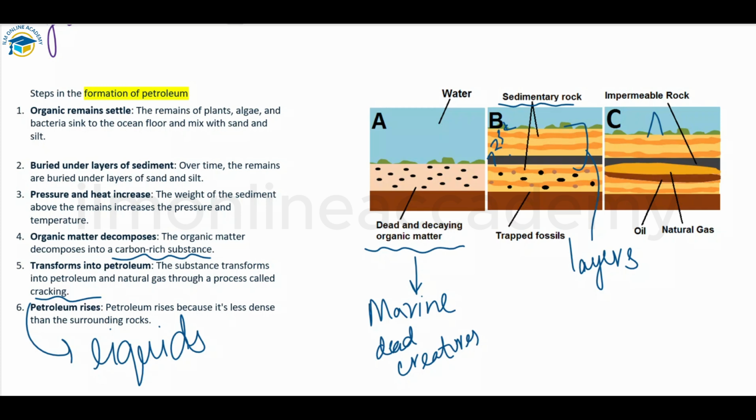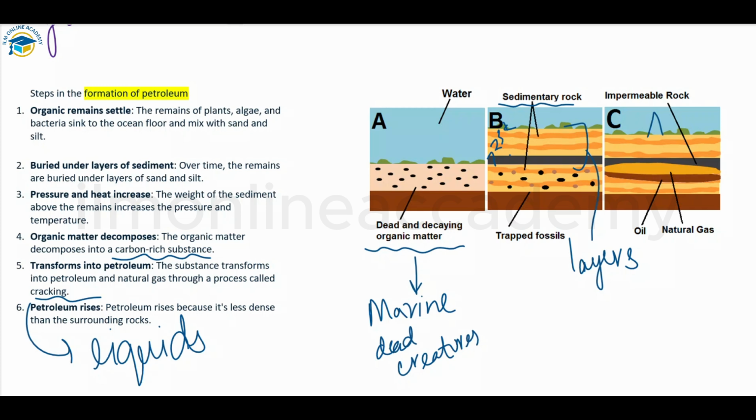So that's why you can easily get petroleum from the layers of mud or soil present in our earth crust. This is the formation of petroleum, which forms over millions of years under the earth crust.